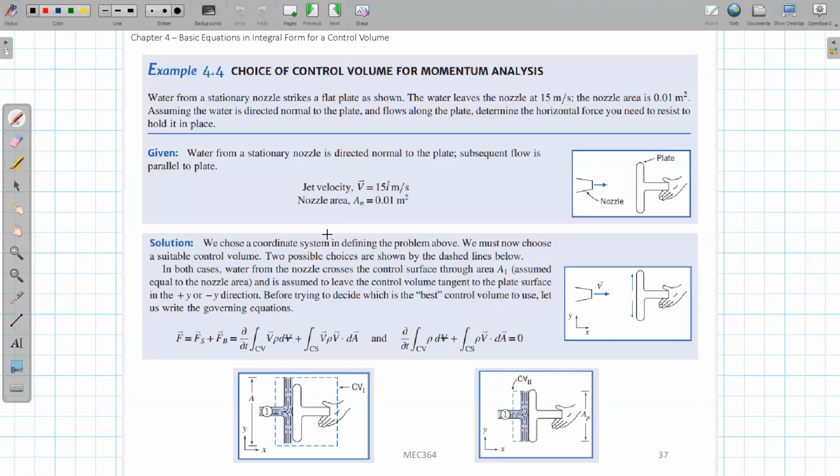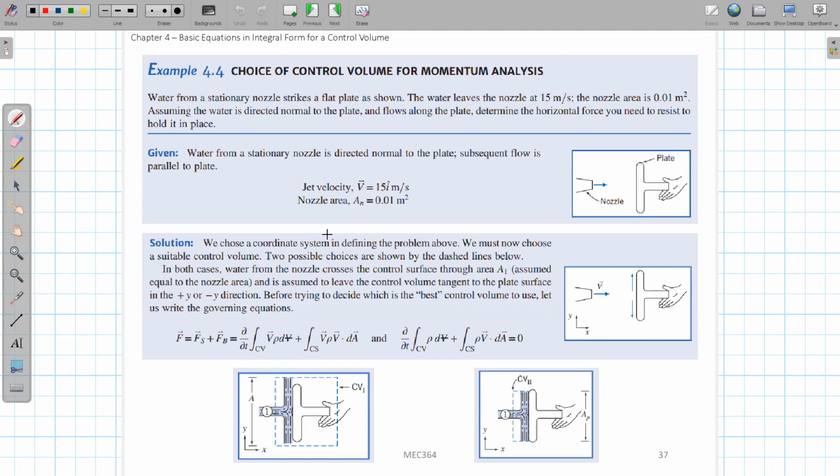Okay, and let's go over this example problem first. Please read this problem description and think about this, okay? So you'll see that this problem is asking what the force will be. Because it is asking for the force, we cannot just use the mass conservation to get the result. So we have to involve the momentum conservation.